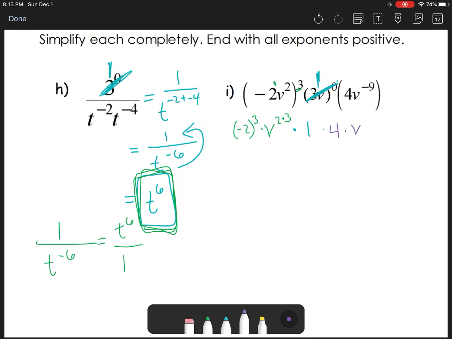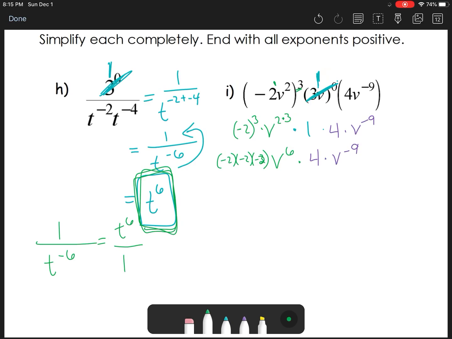And then 4 times v to the negative 9th power. Well, negative 2 to the third power is saying we have negative 2 and we're multiplying it by itself 3 times. V to the 2 times 3 would be v to the 6th. Multiplying 1 doesn't really change anything, so we could just drop that, times 4 times v to the negative 9th.